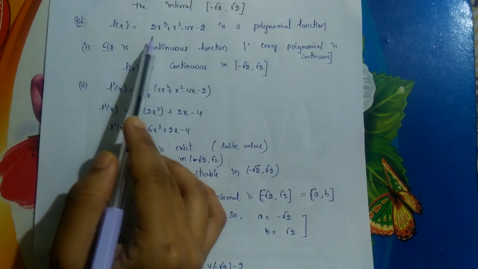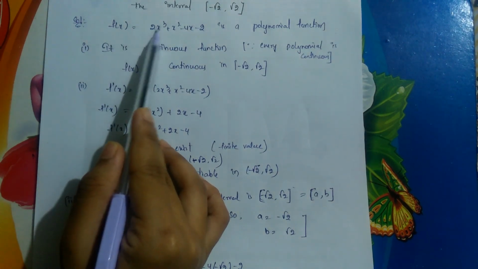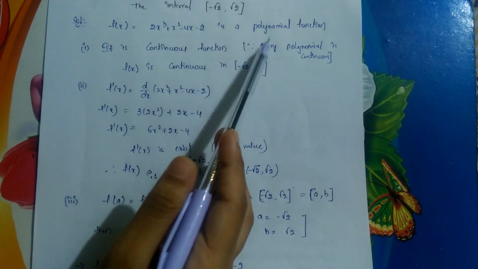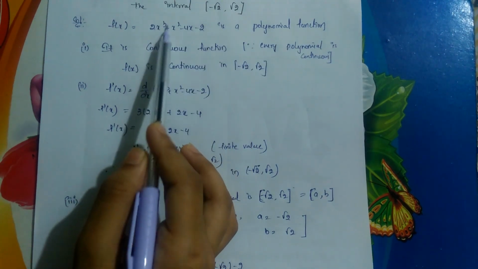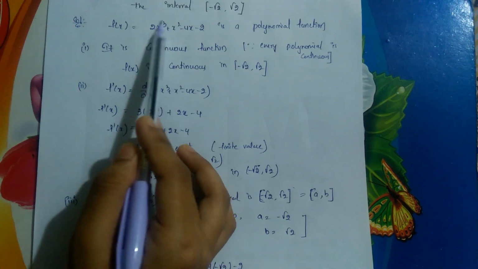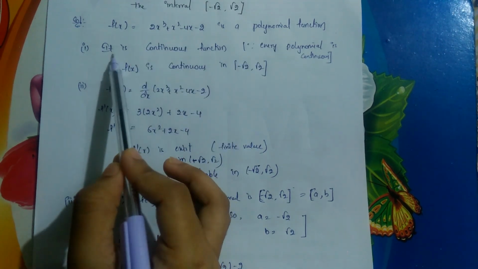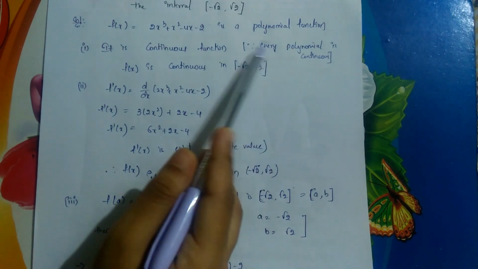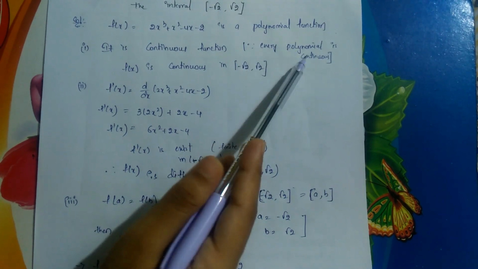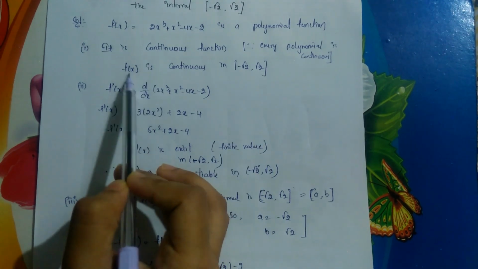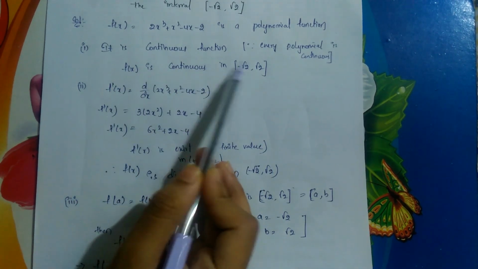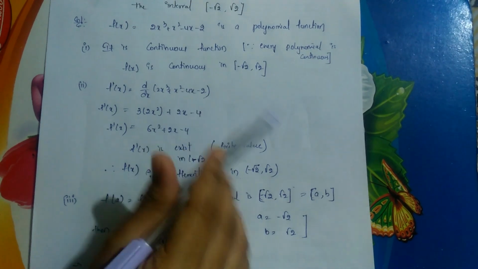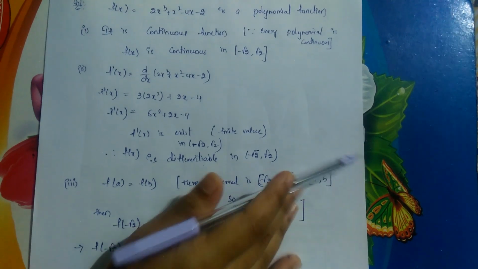And the next, the function f of x is equal to 2x cube plus x square minus 4x minus 2. It is a polynomial function, a cubic polynomial. So we know that it is a continuous function since every polynomial is continuous. We write this statement also, that is every polynomial is continuous. So therefore f of x is continuous in the given interval minus root 2 comma root 2, that is a closed interval. And the next, we will check whether it's differentiable or not.